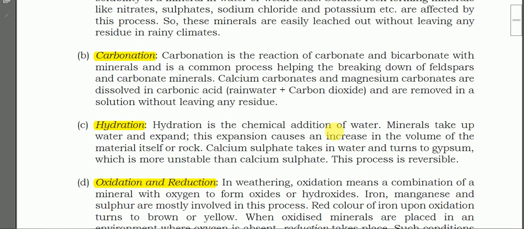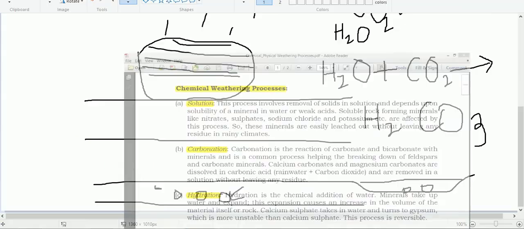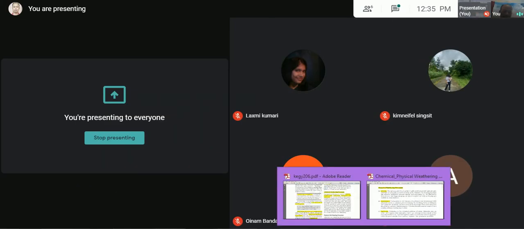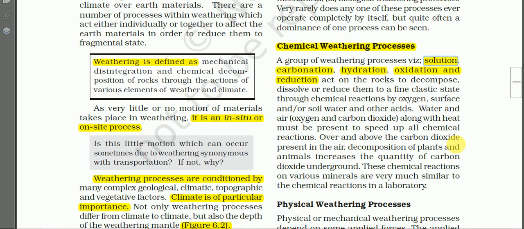So these are the 4 important chemical weathering processes. Chemical weathering means decomposition of the rocks because of chemical reactions in the rock. We have solution, carbonation, hydration, and oxidation and reduction. Because of these chemical weathering processes, a big rock may be dissolved or decomposed into smaller pieces.